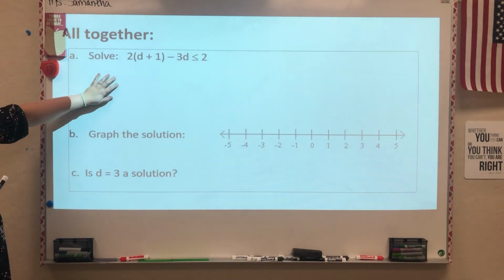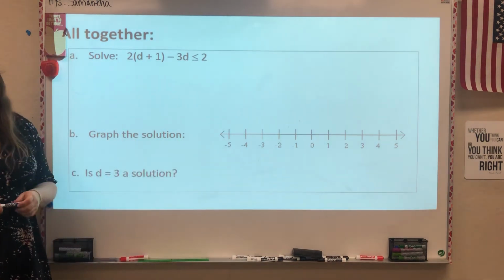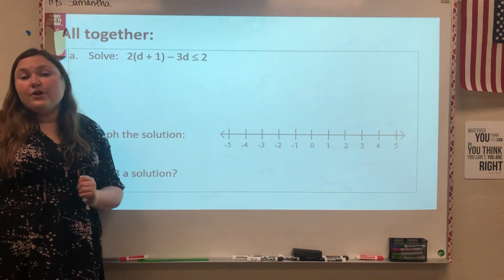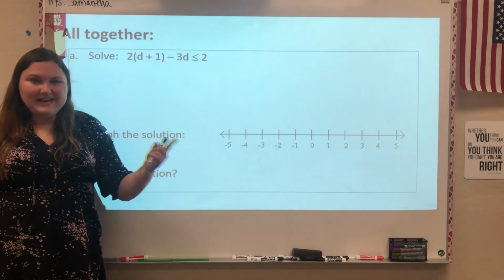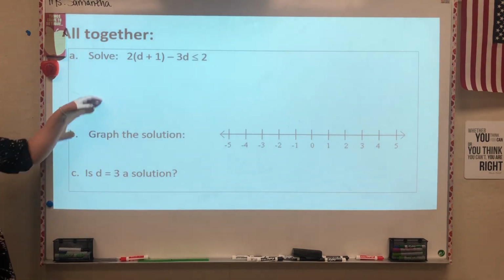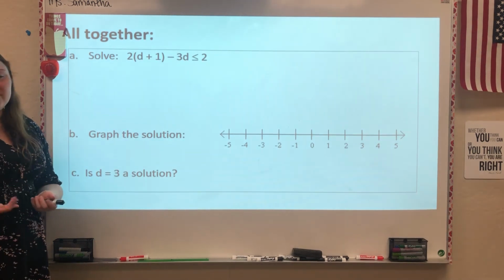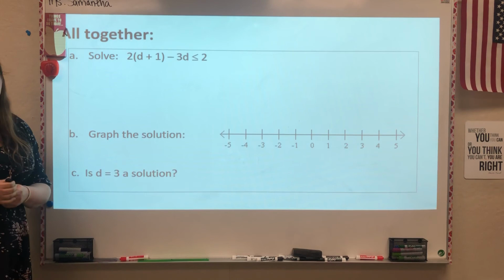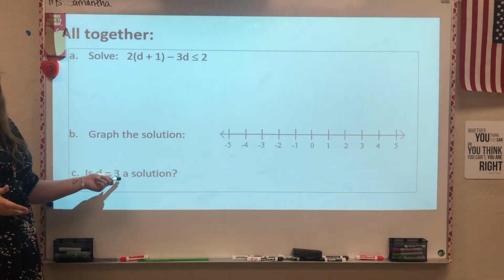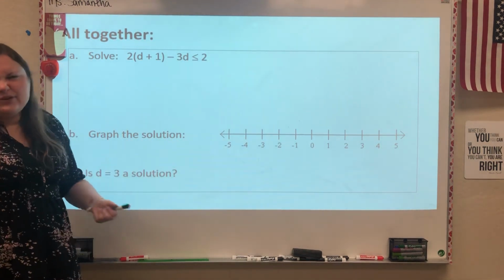After you've solved it, I know you don't have a graph on the computer to use, but go ahead and describe what that graph would look like. Make sure to mention, is it gonna use an open or a closed circle, and mention which way the shading is. And then the last one is based on all of this: I'm asking you, is d equals 3 a solution for this inequality? Go ahead and tell me yes or no, and make sure you explain why. If you say yes it is, or no it's not, explain how you figured it out.